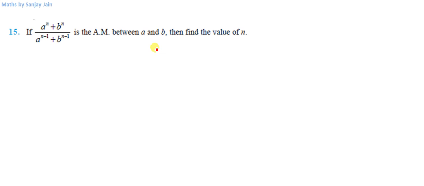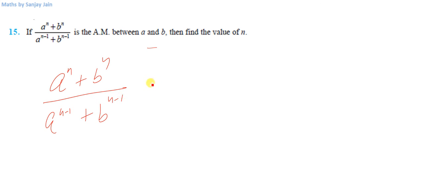If this is the AM between A and B, find the value of n. So what is the AM? A raised to power n plus B raised to power n divided by A raised to power n minus 1 plus B raised to power n minus 1 is equal to the AM between A and B, that is A plus B by 2, right? So this expression on the left hand side is equal to A plus B by 2 and we need to find the value of n.